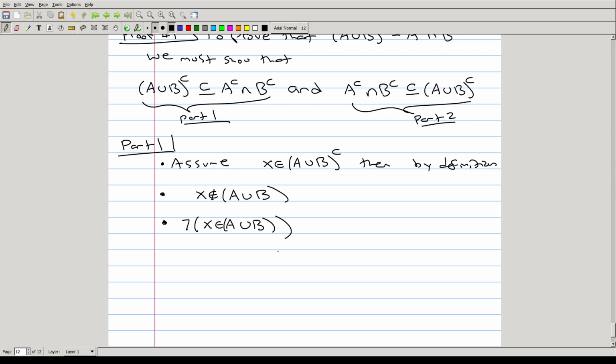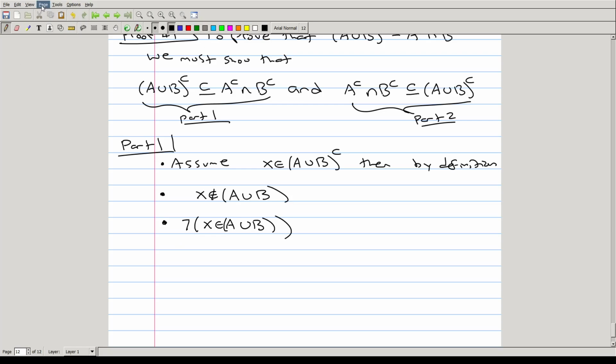So we're saying that if X is in A union B complement, then by definition X is not in A union B. So this is a true proposition, which means that the negation of the statement X is an element of A union B is true. And this is where the real magic happens.